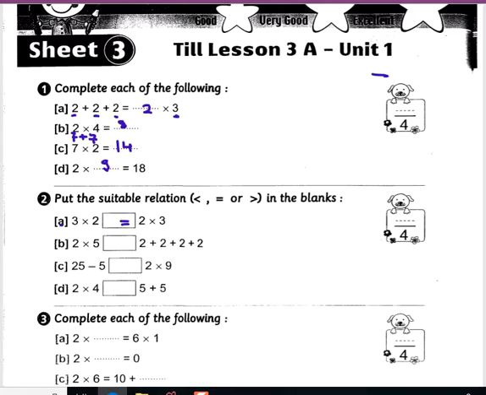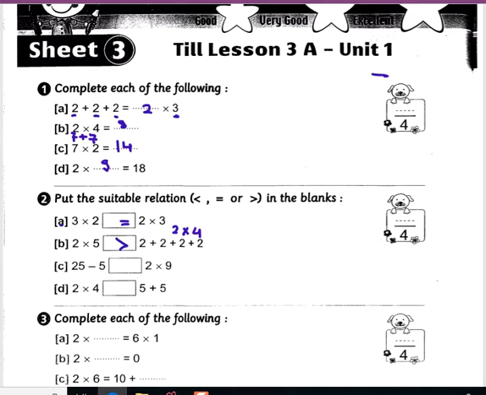Number B, 2 times 5. 2 here is repeated how many times? 5 times. Here we have 2 plus 2 plus 2 plus 2 plus 2. And here 2 is repeated how many times? 2 times 4. 1, 2, 3, 4. Which is greater here, 2 times 5 or 2 times 4? 2 times 5 will be greater.